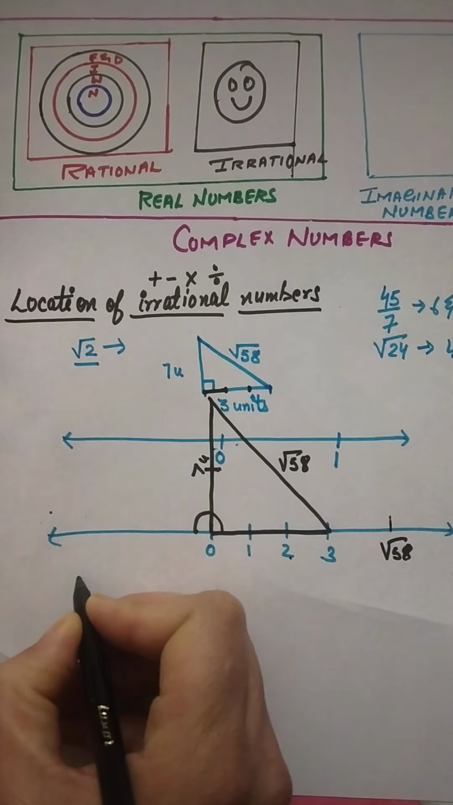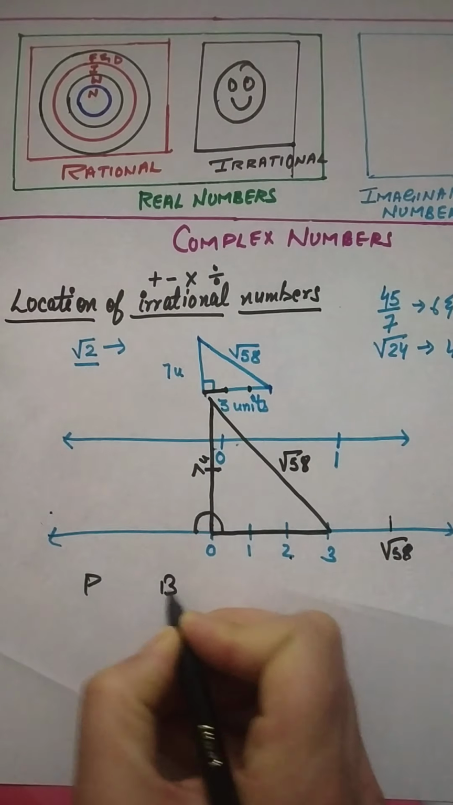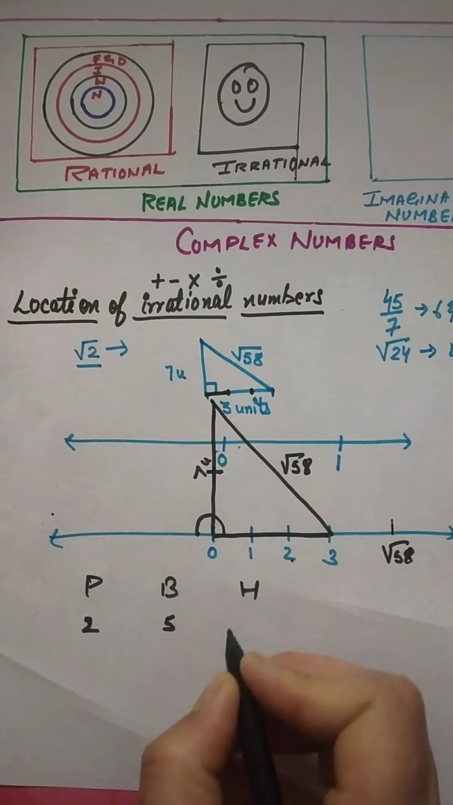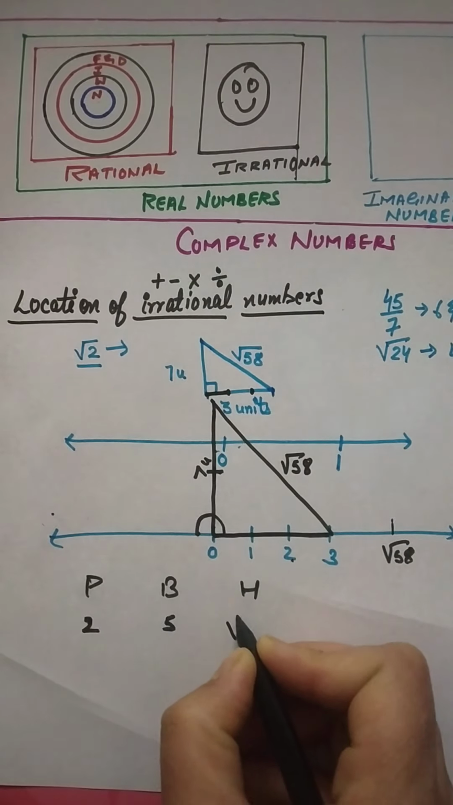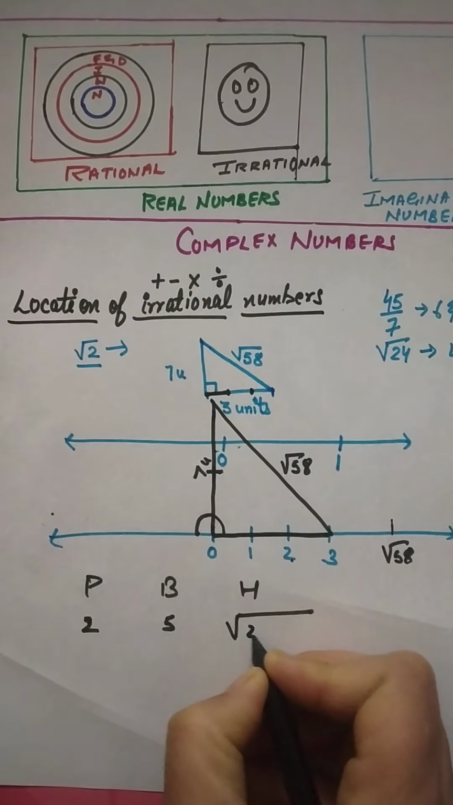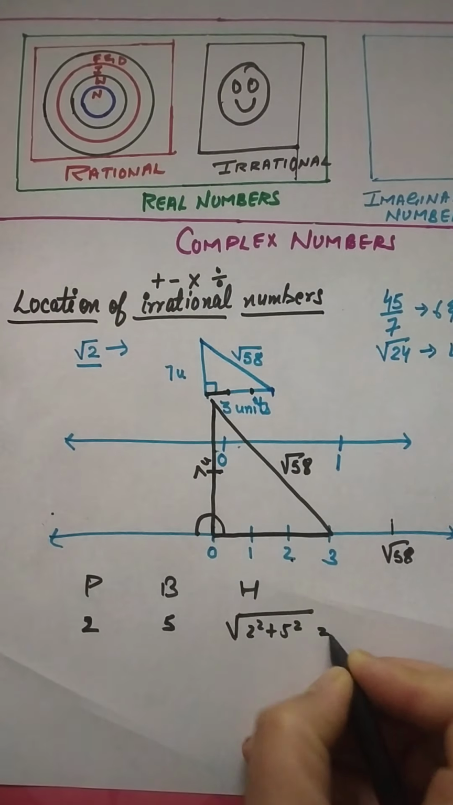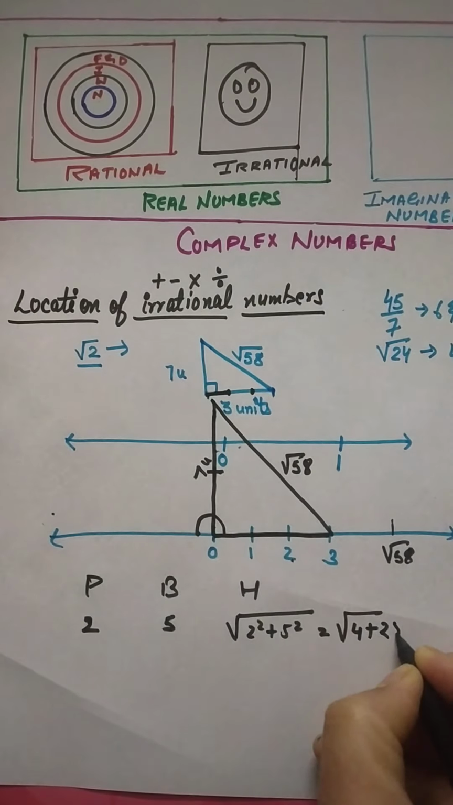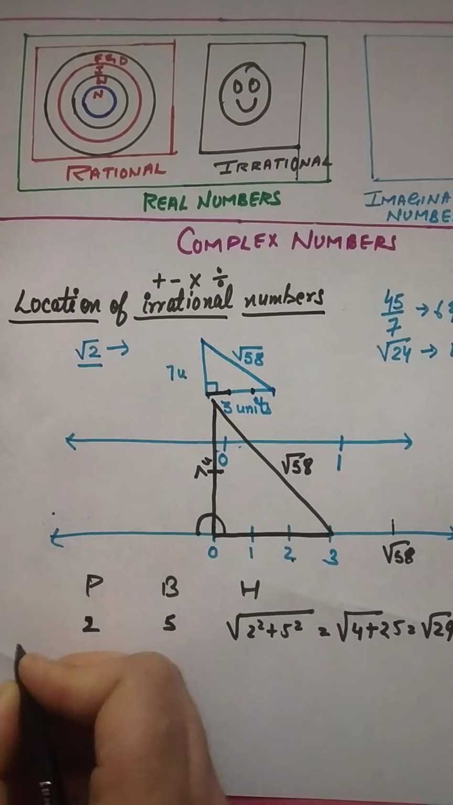If we select any two sides, suppose this is 2 and this is 5. So this is gonna be 2 square plus 5 square, which is 4 plus 25, which is root 29. So we got root 29.